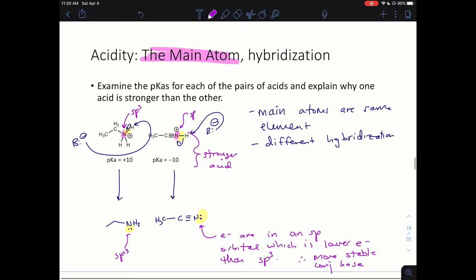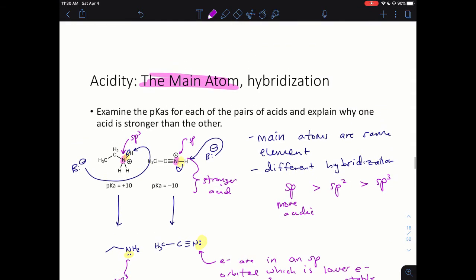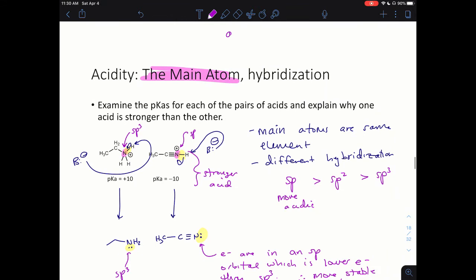So when the main atoms are the same element, so the atom bonded to the acidic hydrogen is the same, but they have different hybridizations, sp will be more acidic than sp2, which will be more acidic than sp3. And we have actually seen this before. Another example of this is with the carbon acids.